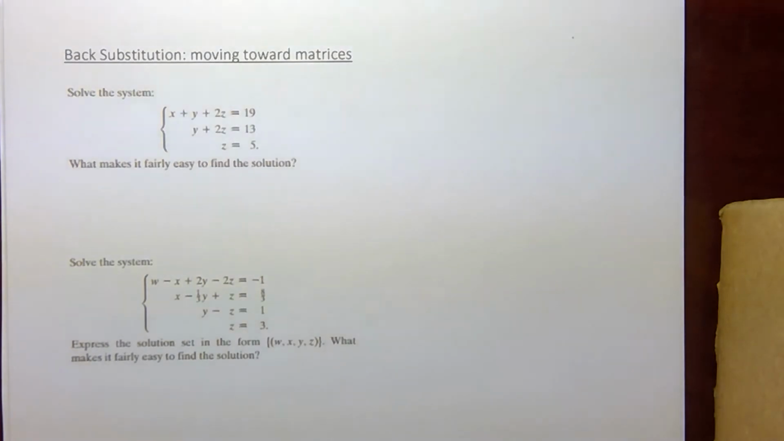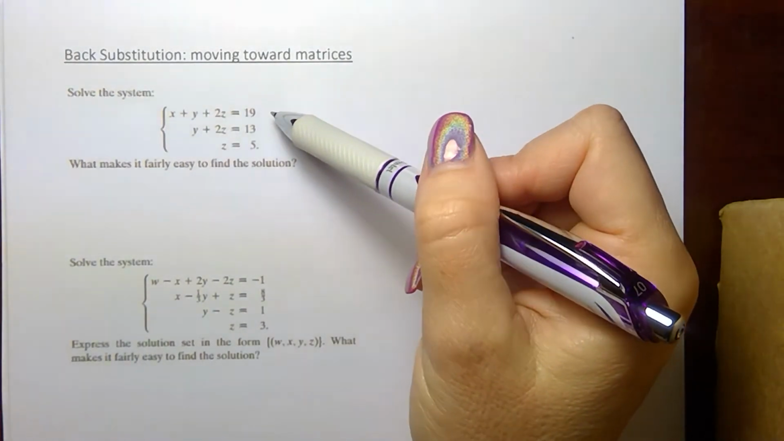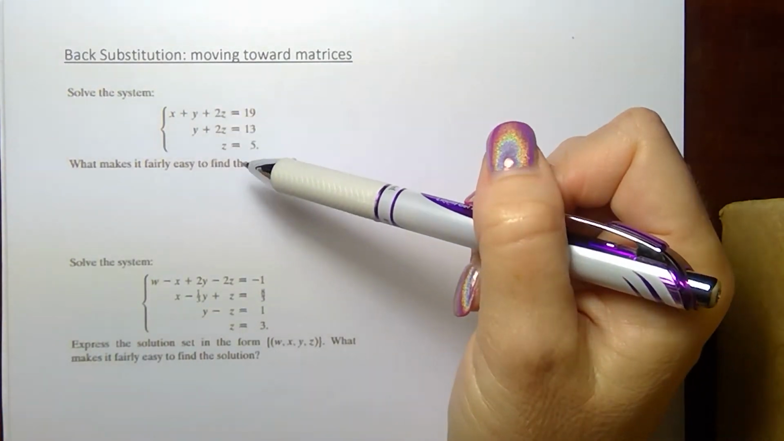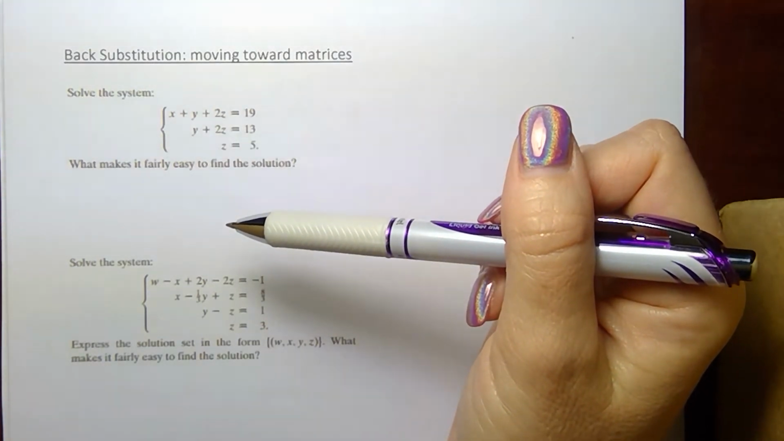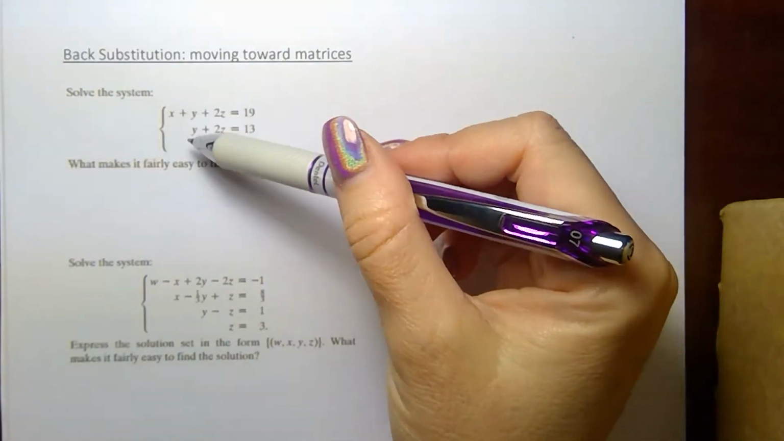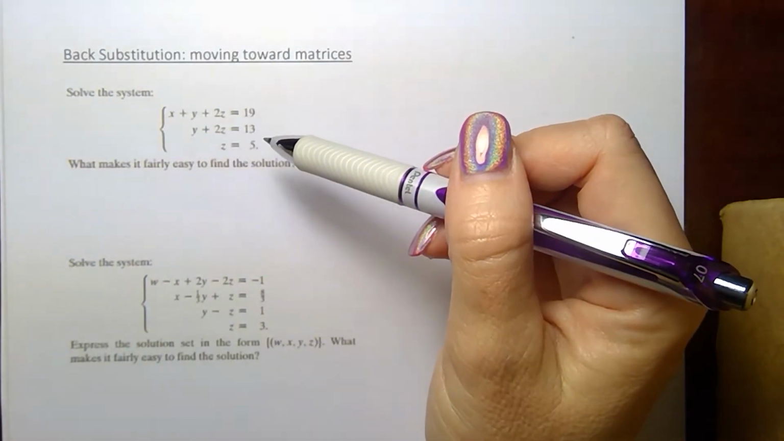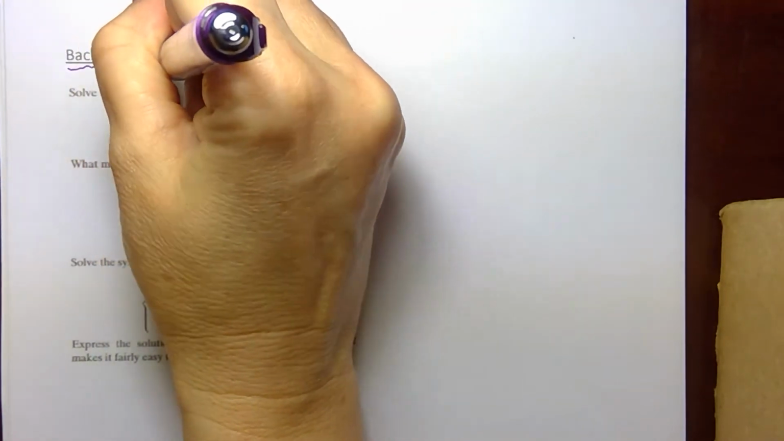Now, a matrix is going to be an organized array of numbers to represent our systems of equations. We're not going to write a matrix right now, but if I were to write this as a matrix, I wouldn't write down the variables. I would just write the coefficients. As we move toward using matrices, that's a way that we're going to solve systems without rewriting those variables every single time. We use a concept called back substitution.